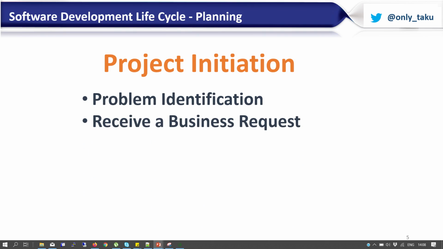And then when the problem is identified, a business request is sent to the IT team or the development team so that they can understand what the business is facing as a challenge and how they want it to be solved. Once the request has been received, a feasibility study is done. The feasibility study basically checks to make sure that it is possible to actually develop this system that people want. We want to make sure that we don't start developing a system that is impossible to develop.